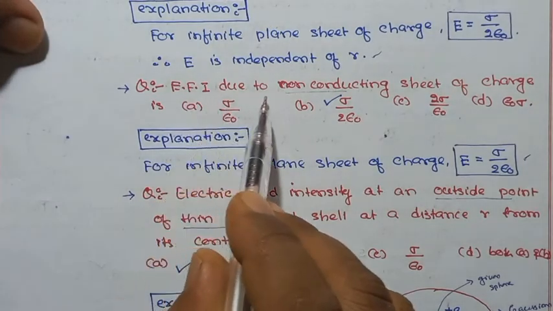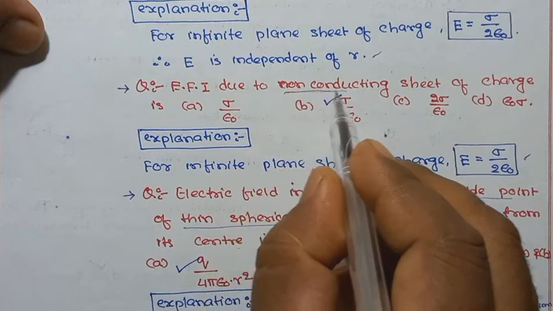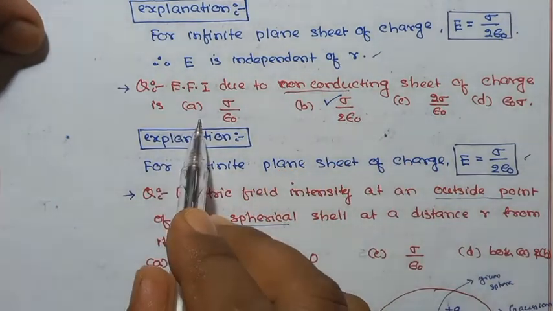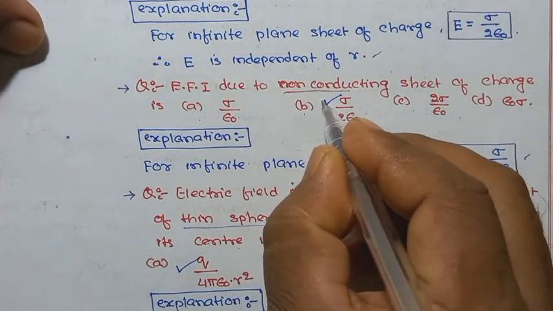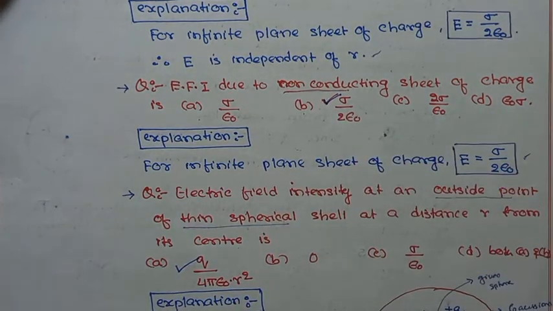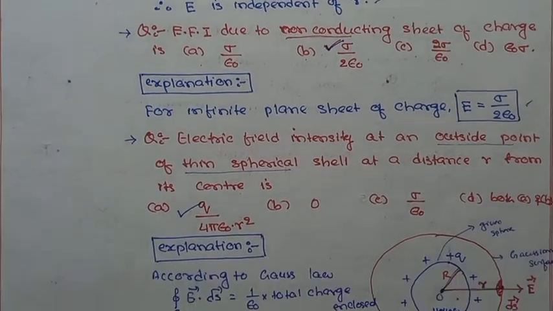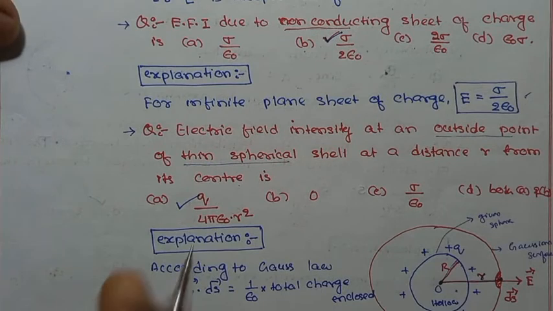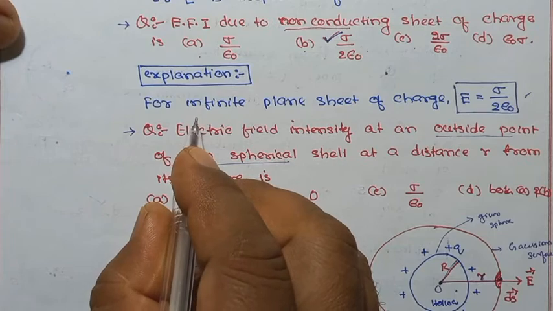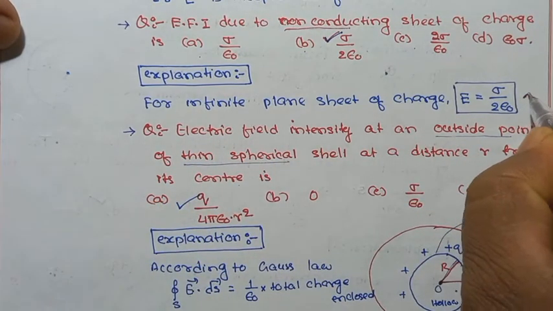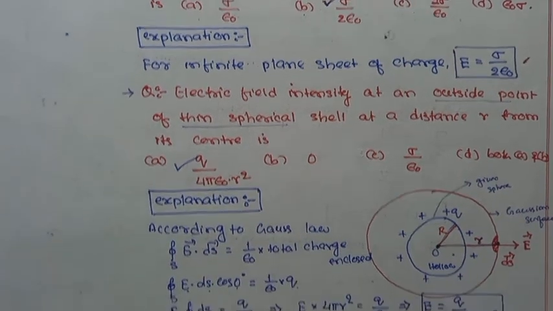Electric field intensity due to a non-conducting sheet of charge is, options A, B, C, D given. Here option B is correct, that is sigma by 2 epsilon 0. Because अभी हम लोग देखेंगे डिटेल एक्सप्लेनेशन. For an infinite plane sheet of charge, electric field intensity at a point is equal to sigma by 2 epsilon 0. ठीक है? अभी नेक्स्ट क्वेश्चन में जाएंगे.